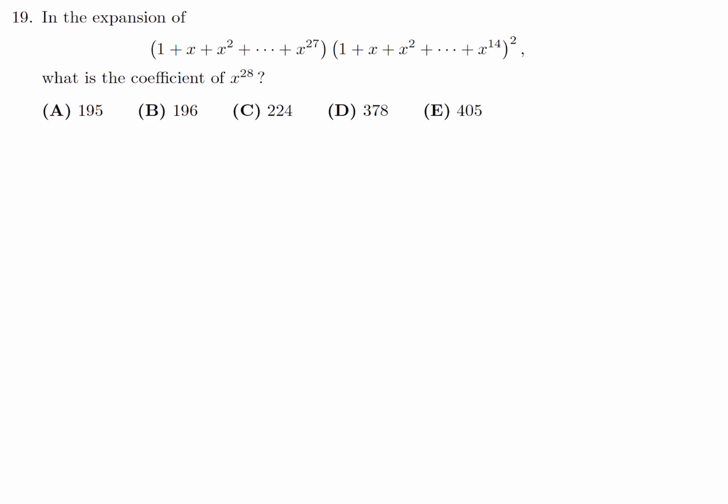In the expansion of 1 plus x squared plus dot dot dot until x to the power 27, multiplied by 1 plus x squared all the way until x to the power 14, all squared, what is the coefficient of x to the power of 28? I will begin with a small example, and that is something like this: 1 plus x squared, all squared. Something small that I can easily explain.